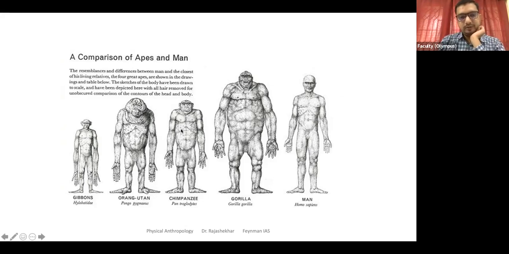And second component, you see reduced hair. These animals have too much hair compared to us. Hair is reduced in us. Body hair.